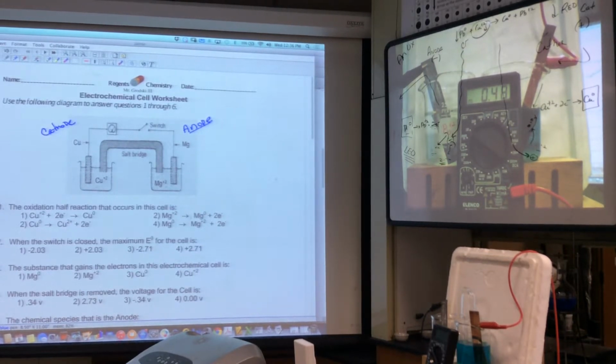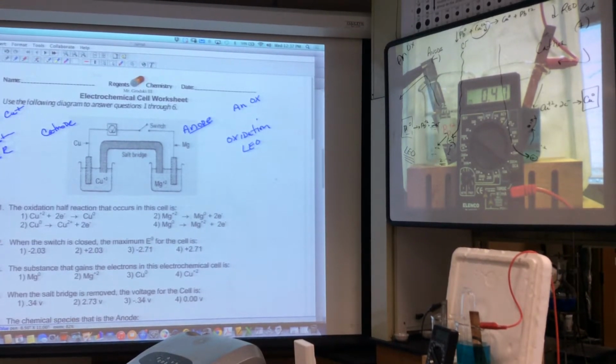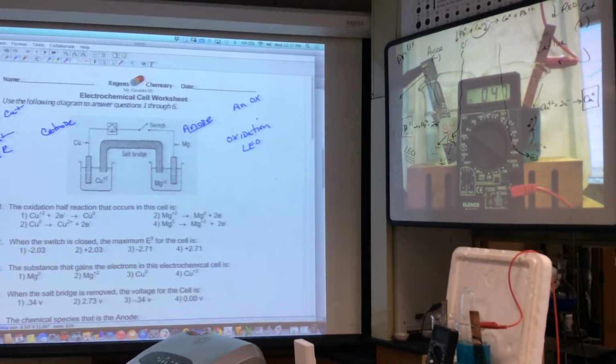Cathode. Now, once I know it's my anode, this is the side where oxidation occurs. We know oxidation is LEO. The cathode, because of the red cat, is the side where reduction occurs. Reduction is what? Gaining electrons. So what's going to happen? Electrons are going to flow away.